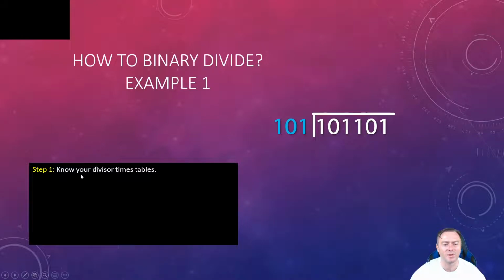The first step is we need to know all our divisor times tables with this. And it's really, really simple. That's it. You're either timesing it by 0 or timesing it by 1. So if you're timesing it by 0, you can't do it.